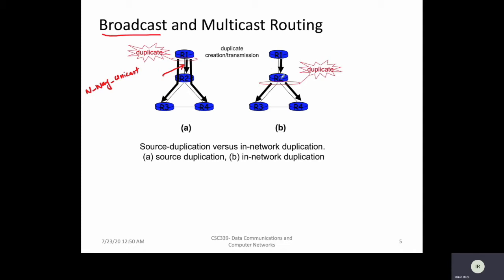The other way to do this is in-network duplication, where R1 will send one copy to R2, and R2 will make the copies for each of its outgoing links. So R2 will generate one copy of the packet for this link and one copy for this link, right? By the way, this is called in-network duplication, and it's a sort of flooding approach.